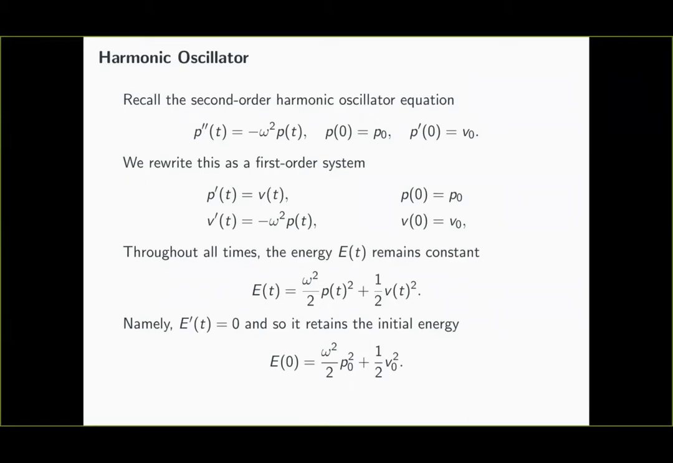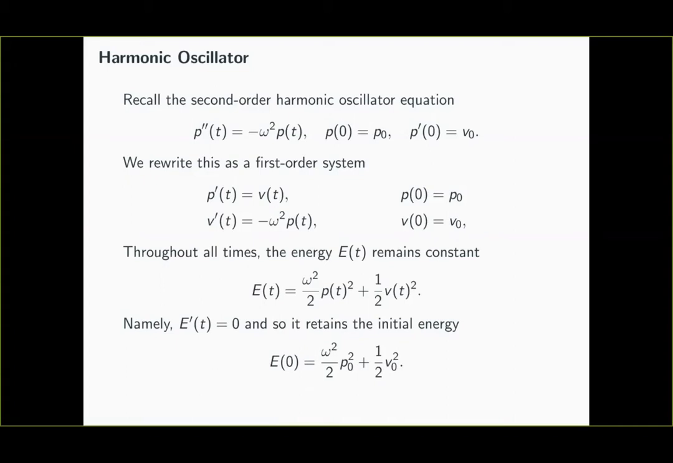Since we already have a very nice framework for first order differential equations, we rewrite this second order harmonic oscillator equation as a system of first order differential equations. So we introduce a new variable v of t for the velocity. So by definition, we have got p' of t equal v of t, and v' of t equals minus omega squared p of t, with initial conditions p at 0 is equal to p naught and v at 0 is equal to v naught.